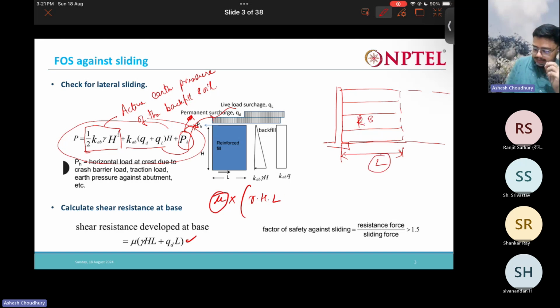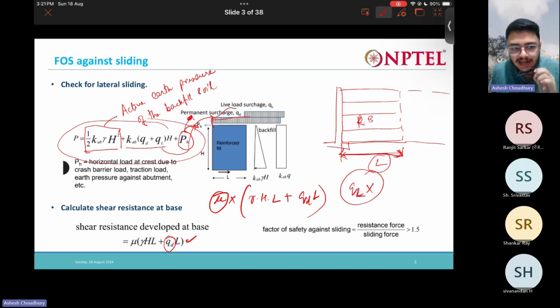Plus the permanent dead load at the top side: the pavement weight, the weight of all the structures like the crash barrier load, the median weight. If you sum all those up, you will get qd times the length. And if you notice, while we calculate the resisting force, we have not considered ql. Please keep that in mind.